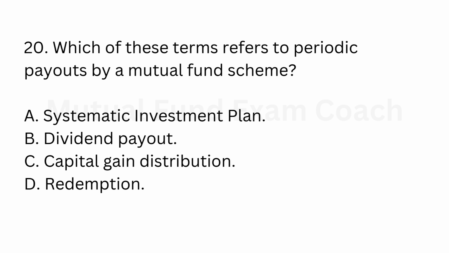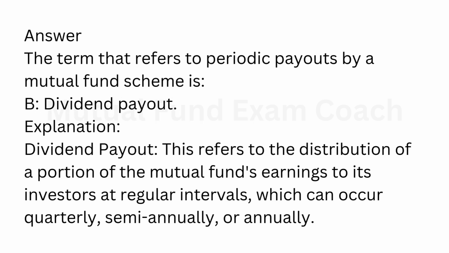20. Which of these terms refers to periodic payouts by a mutual fund scheme? A. Systematic investment plan. B. Dividend payout. C. Capital gain distribution. D. Redemption. Answer. The term that refers to periodic payouts by a mutual fund scheme is B. Dividend payout.